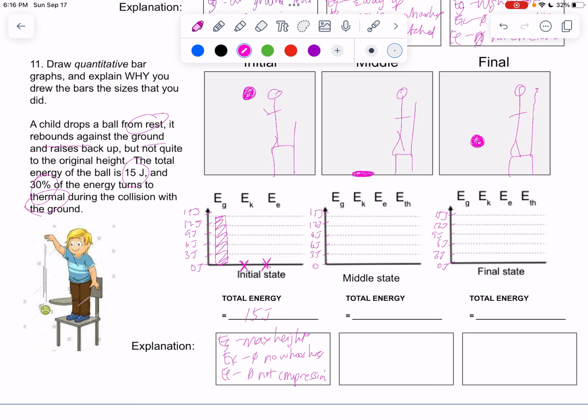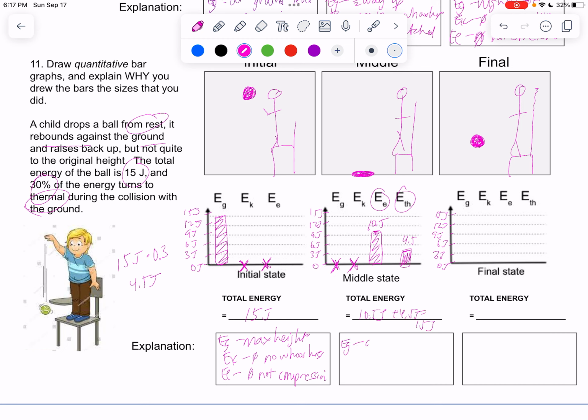Now in this middle position, by the time it gets here, it's on the ground, and it's also not moving anymore, it's stopped. So all the energy is going to have to be stored elastically, but it says also some is lost. So again, 15 times 30% is going to be 4.5 joules. So 4.5 is going to be the thermal, and then the rest would be 10.5, which is stored as elastic. 10.5 plus 4.5 equals 15 joules.